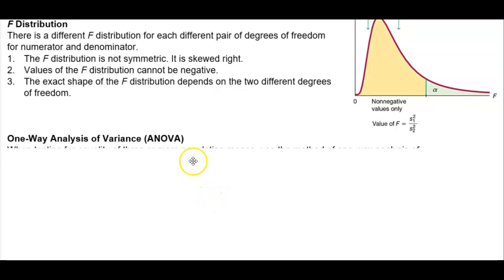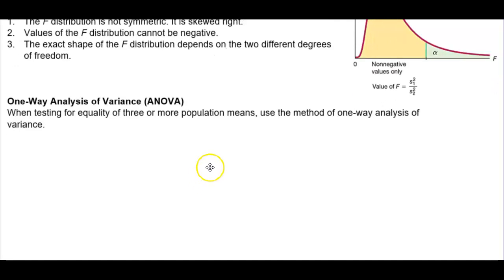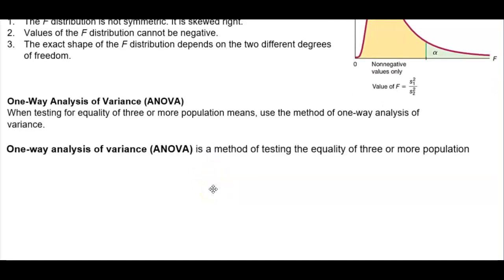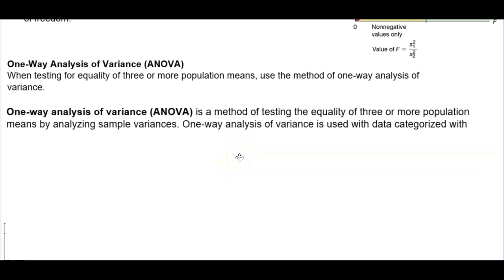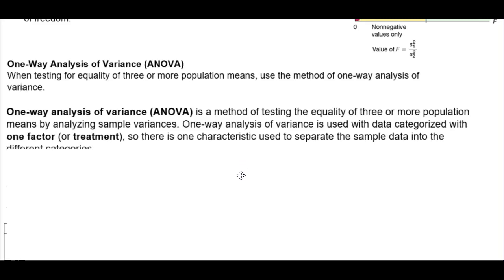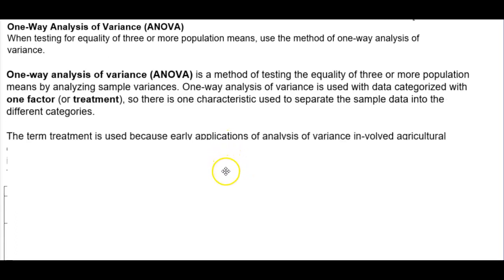One-way analysis of variance, another way we call this is ANOVA. When testing for equality of three or more population means, use the method of one-way analysis of variance. One-way analysis of variance, also called ANOVA, is a method of testing the equality of three or more population means by analyzing sample variances. One-way analysis of variance is used with data categorized with one factor or treatment. So there is one characteristic used to separate the sample data into different categories.